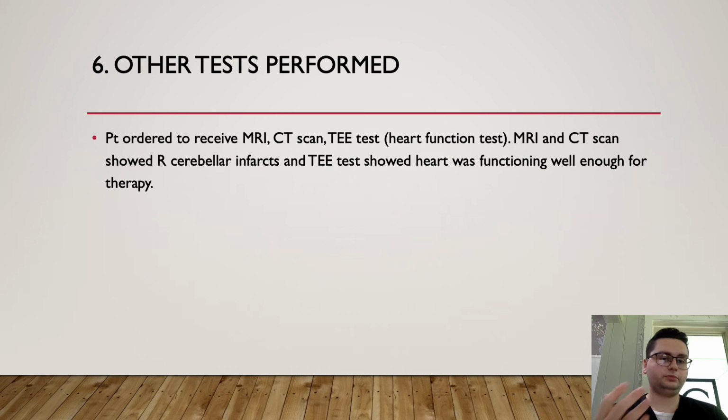So other tests that were performed. So what they ordered, obviously an MRI and a CT scan to see that this patient did in fact have a stroke. They also had a TEE test, which is basically just a heart function test. So again, the MRI and the CT scan showed that this patient did in fact have a stroke, and then the TEE test showed that the heart was functioning well enough for therapy.